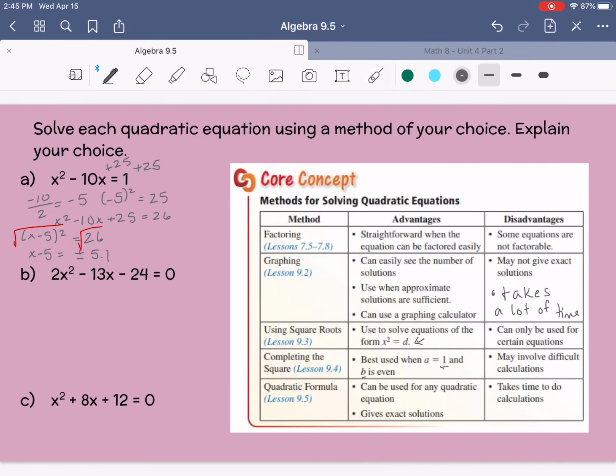And I used completing the square because our A value is 1 and our B value is even. All right, letter B. Letter B is 2x squared minus 13x minus 24. I am not seeing that it's very factorable easily, and probably by the time I figure out the factoring process, hey, it's not in that square roots form. I don't want to graph it. And completing the square, A is not 1 and B is not even, so I'm not going to do that. So I'm just going for quadratic formula. It's in standard form.